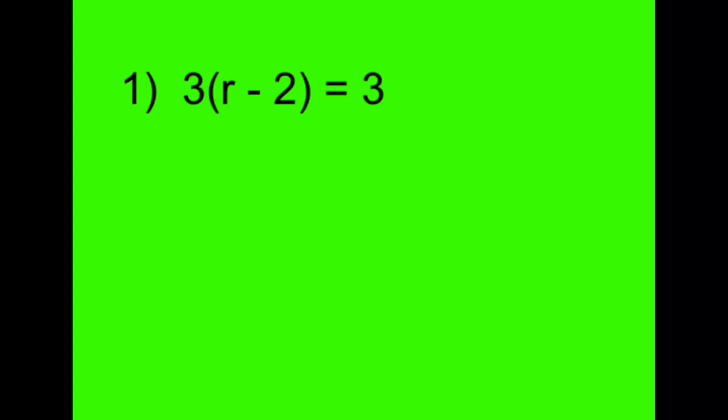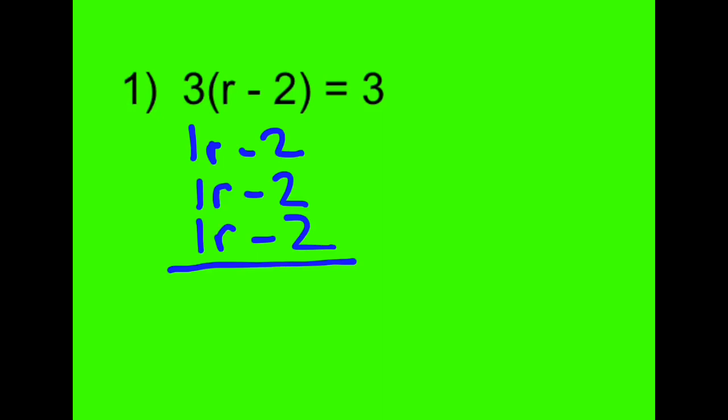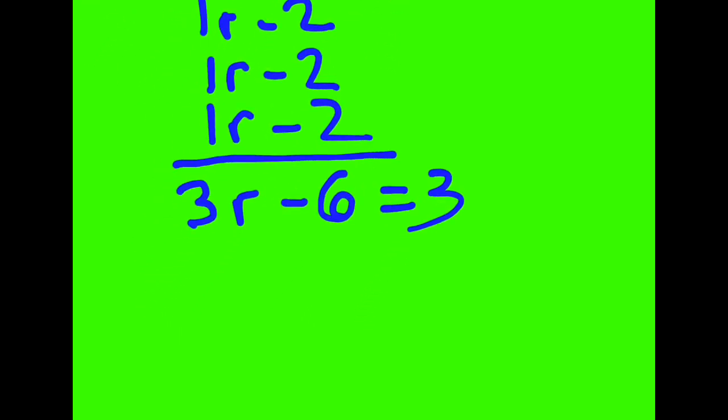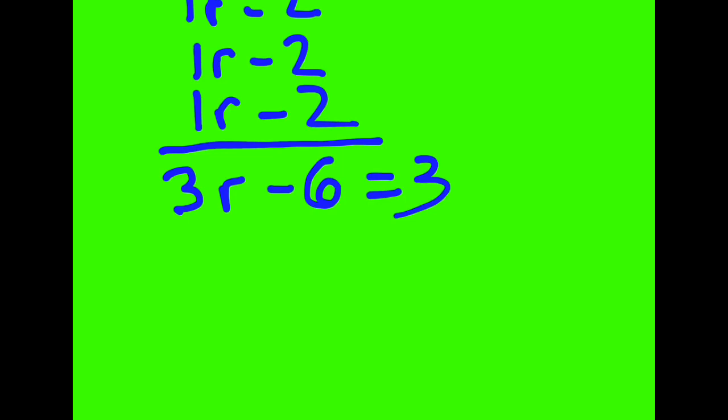So 3 groups of r minus 2 would be r minus 2, r minus 2, r minus 2, and we can think of that as 1r, correct? And then we could group up those like terms: 3r minus 6 equals 3. And then this should look very familiar, because that's a two-step equation with multiplication and subtraction. So the next step would be to go ahead and solve this equation.